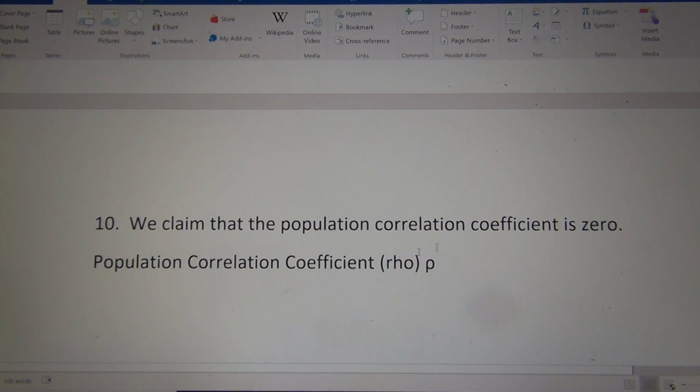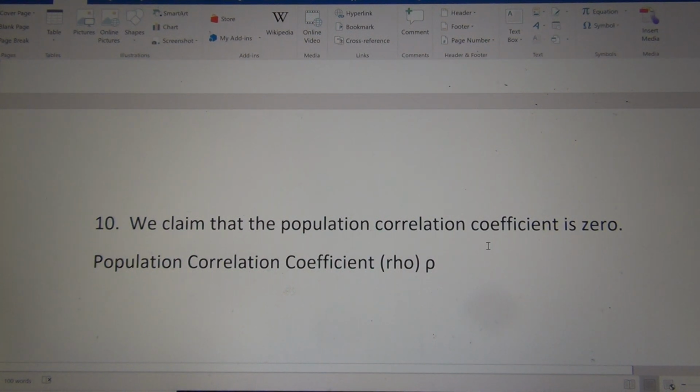Now, we haven't really even gotten into correlation studies yet, but we have learned that the population correlation coefficient is the Greek letter rho. It kind of looks like a squiggly P. It's actually not a P, it's a rho, but a lot of people think it's a P, but it's really not. It's the Greek letter rho. That's the population correlation coefficient.